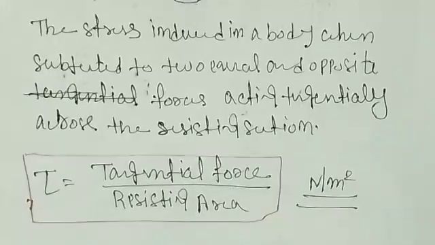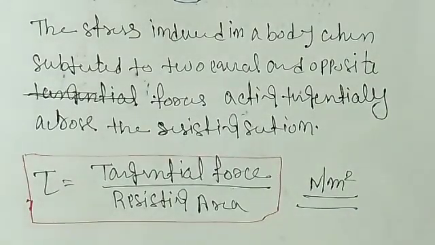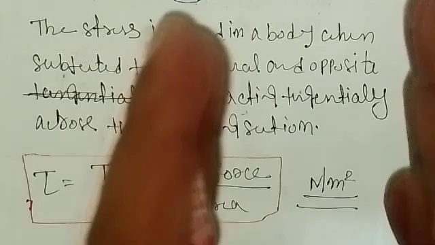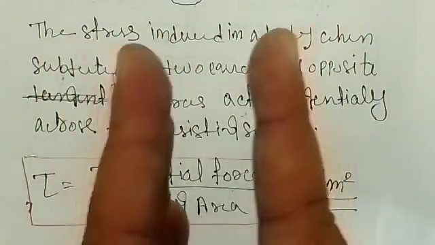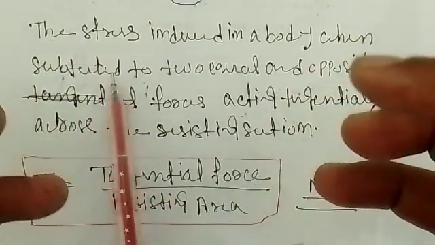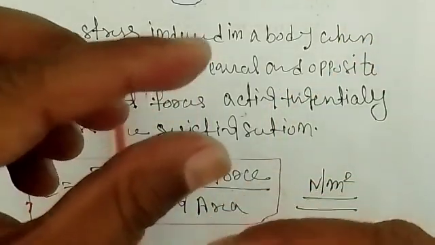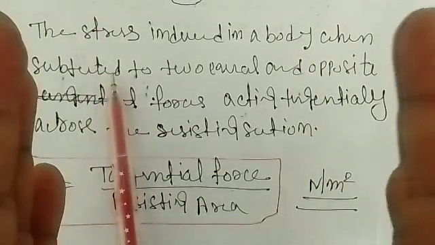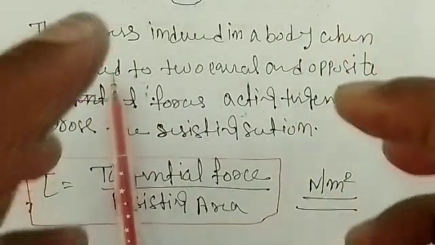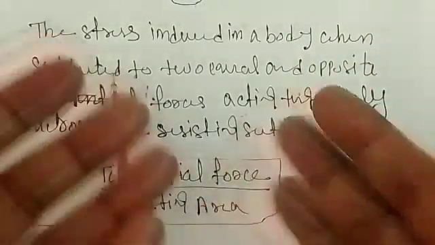Now we will see one term, that is elasticity. Elasticity is the property by which the body can regain its original shape and size. Suppose you have a rubber band and you are pulling it. When you pull the rubber band, its length increases, but you find that the thickness is decreasing. You are pulling it up to a certain limit, and we call this the elastic limit.